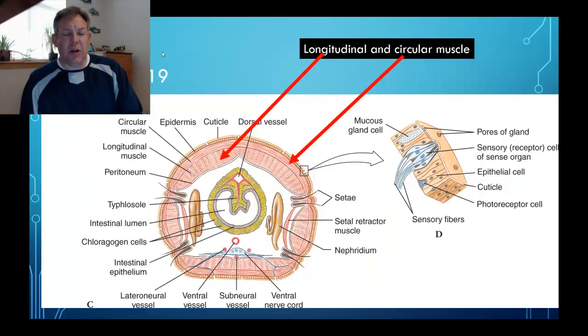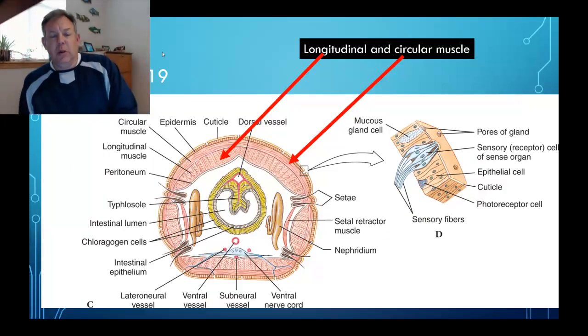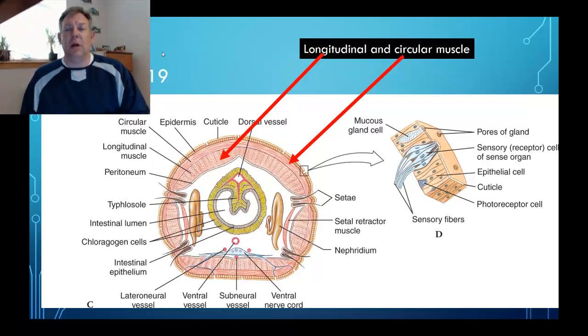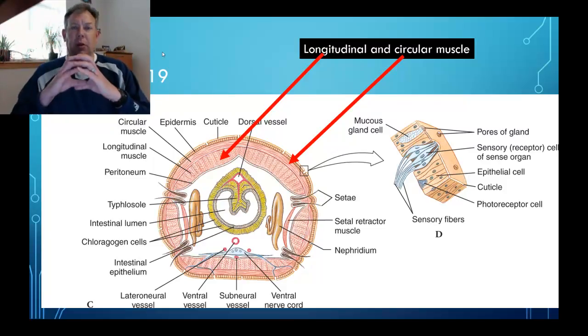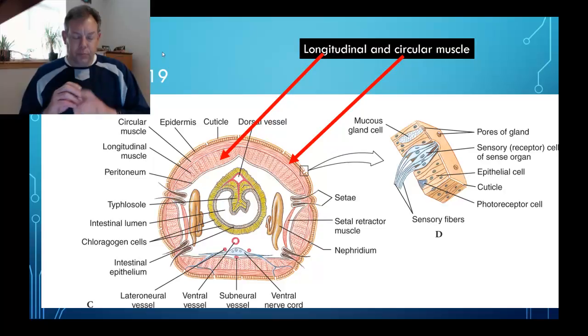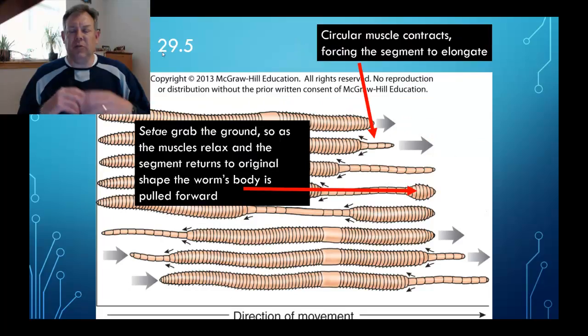If we look at a cross-section of an earthworm, you can see different structures here, but what I'm trying to point out is that you have both longitudinal muscle that runs the length of the worm and circular muscle that goes around the worm. And this gives the worm, we've shown this before, how the earthworm moves.